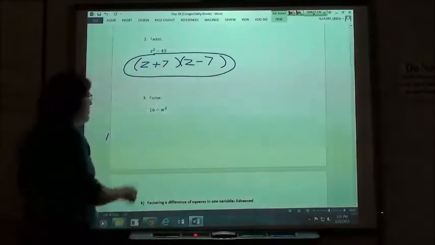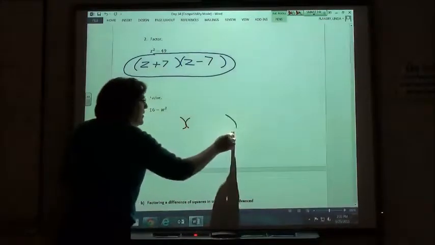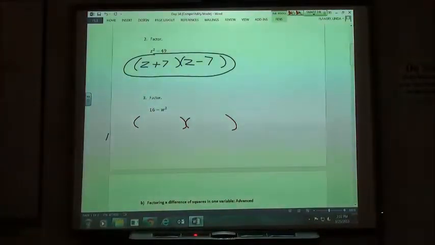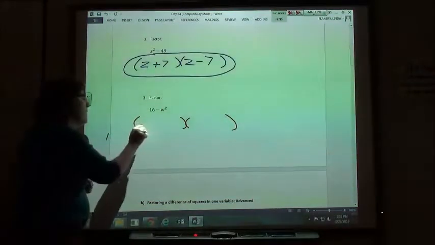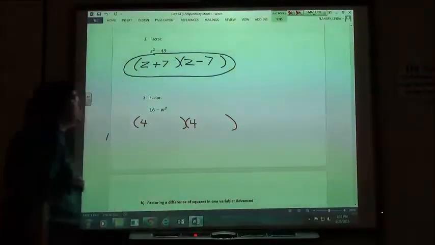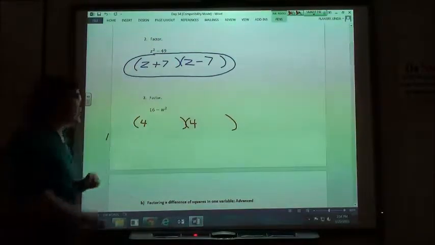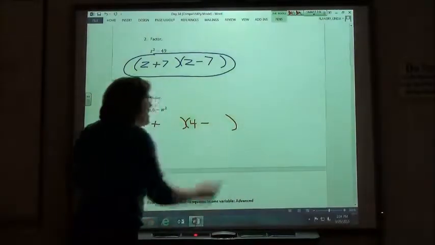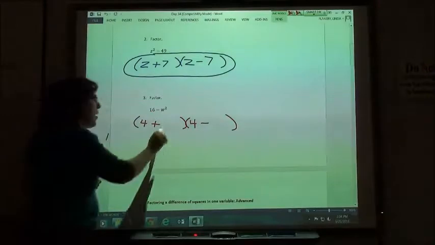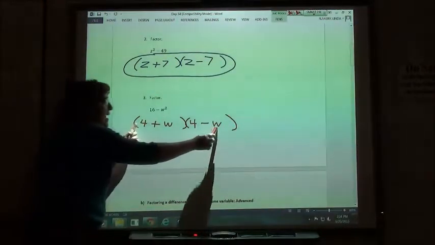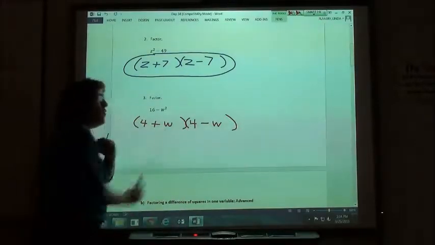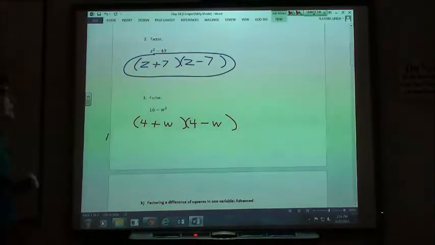Number 3, if I'm going to factor that one. Again, I'm going to have my 2 sets of parentheses. Factors of 16 first. 4 times 4 is 16. The end is negative, so I have a plus and a minus. Factors of w squared, w and w. So that I get a negative 4w plus a 4w, which is 0 w's in the middle.